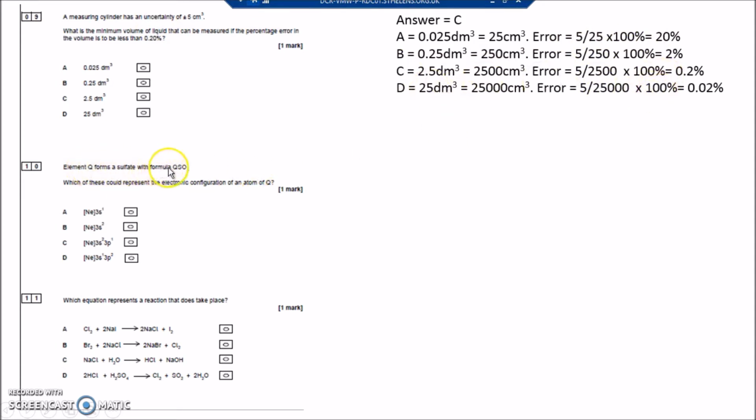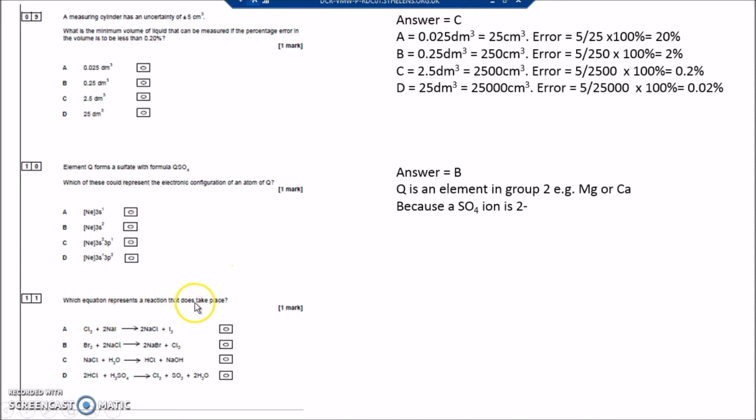Q forms a sulfate with the formula QSO4. Well, you need to know what a sulfate ion is. It's SO4 2-. Which of these could represent the electronic configuration of Q? So if SO4 is 2-, Q must be 2+. 2+ and 2- to leave no charge left over. So Q is in group 2. It's something probably like magnesium or calcium. It's going to have 2 electrons in its s level in its outer shell. It's going to have 2 electrons in its third energy level.